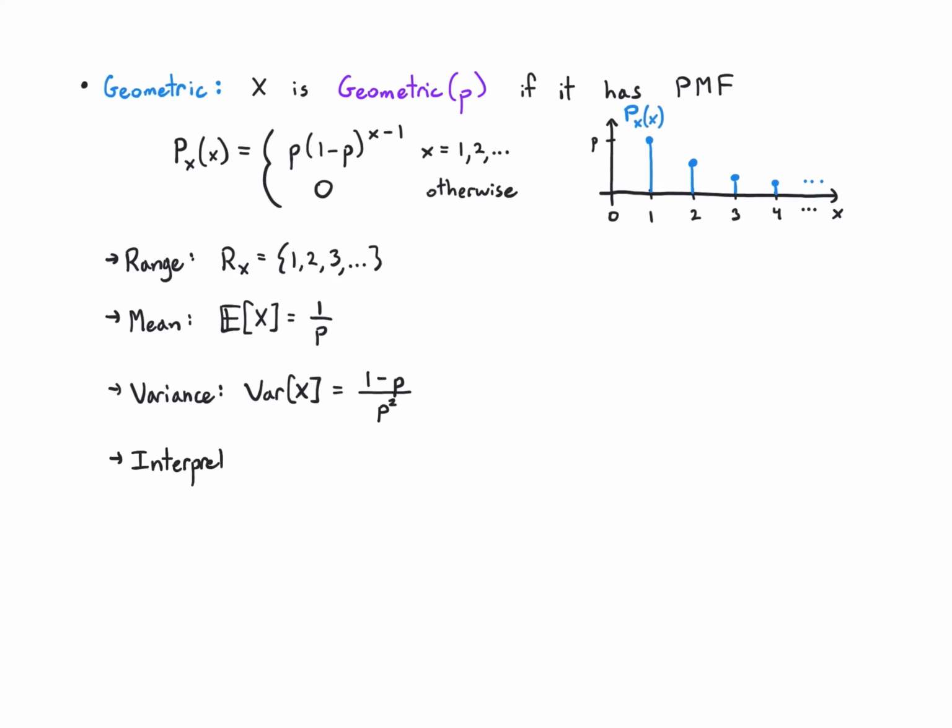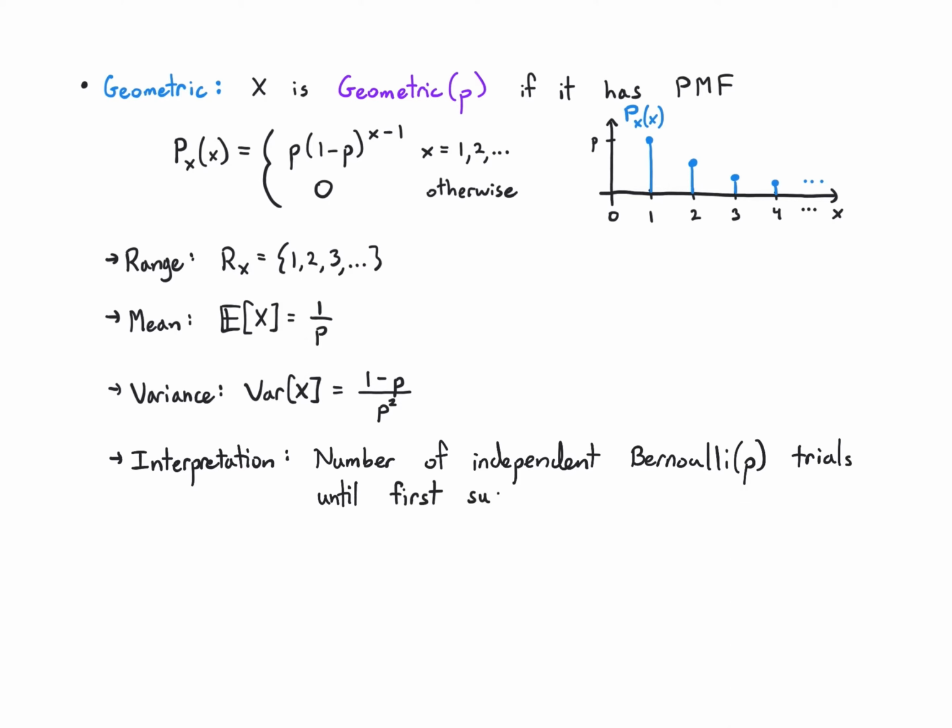What's the interpretation? Well, you can stare at this formula and convince yourself that it's the number of Bernoulli P trials that you need to do until your first success, right? So what's going on is that, let's say you fail 4 times, and on the 5th time you succeed. So each failure has probability 1 minus P, and they're independent, so you're multiplying them 4 times together. And on the 5th time you succeed, that has probability P. So since the 5th one was success, then you need 4 failures, or that's what this X minus 1 is.